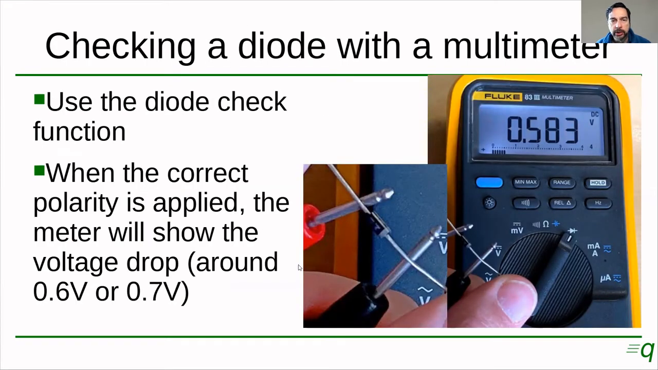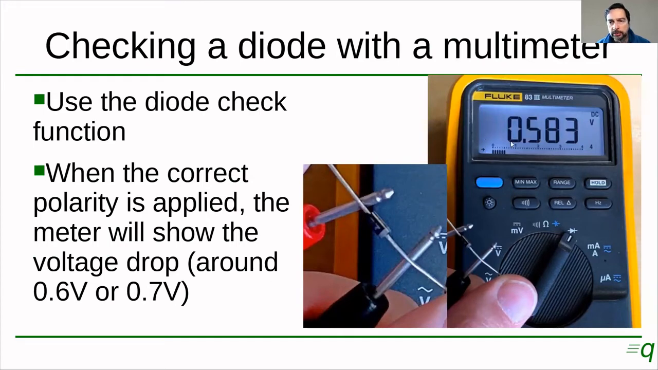How can we check a diode with a multimeter? Well, on the multimeter, we have a diode check function, which is this function here. And this is similar to what we did when we tested LEDs. So how do you check that? You put the multimeter in the diode check function, and then you connect the positive or red terminal from the meter to the anode and the negative to the cathode. If this is the correct polarity, the multimeter will show the voltage drop at the current, which is going to be around 0.6 or 0.7 volts.